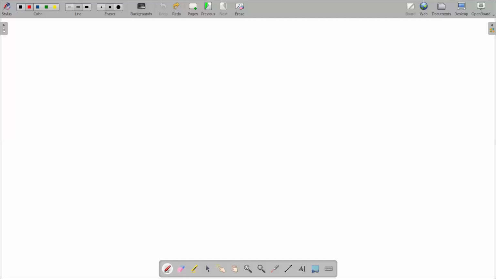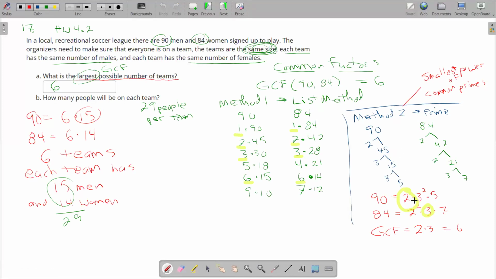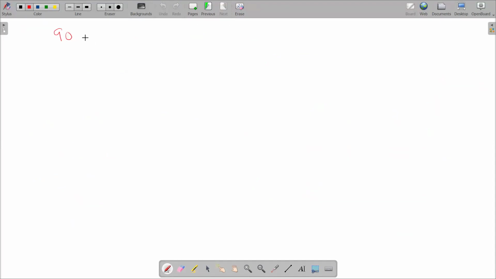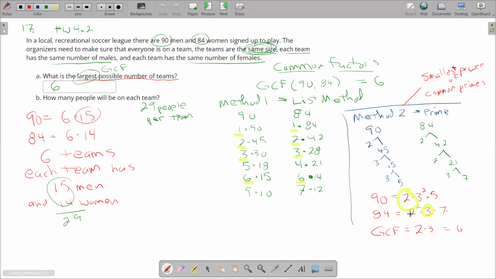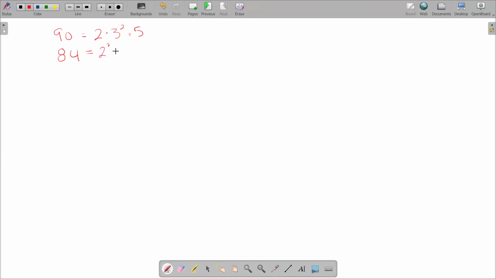So we've got 90, and earlier we found the prime factorization of 90 was 2 times 3 squared times 5. And then we had 84, and we found that 84 was 2 squared times 3 times 7. And we've done a few examples now with the greatest common factor.